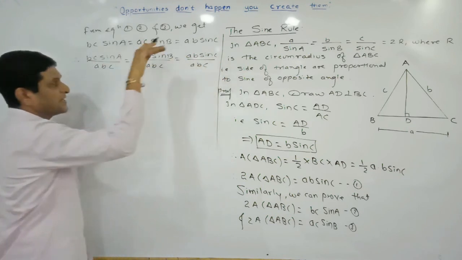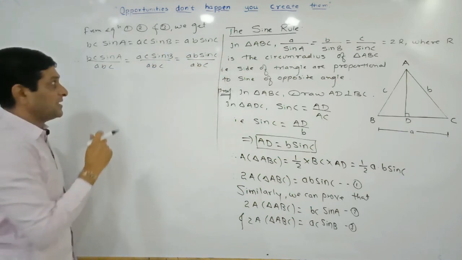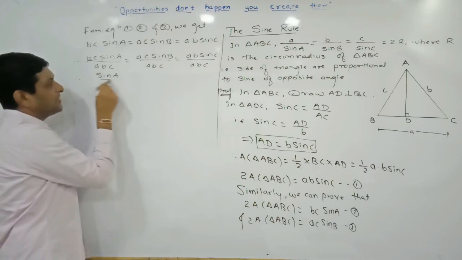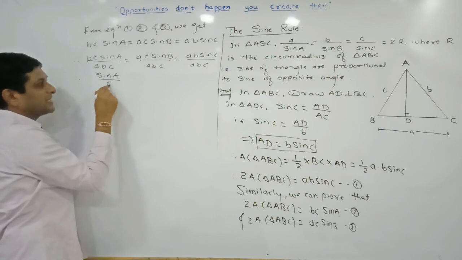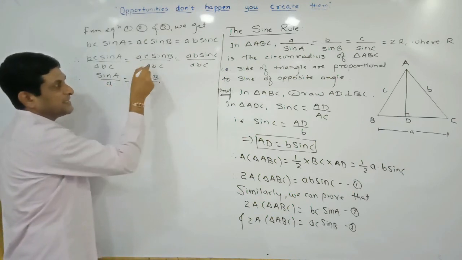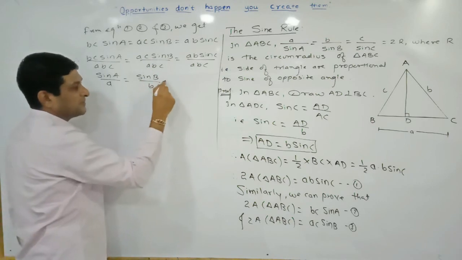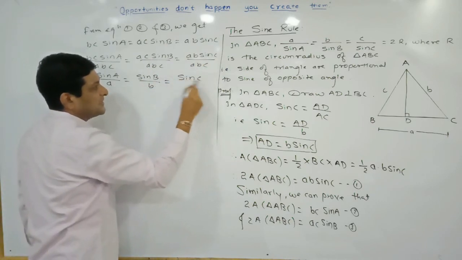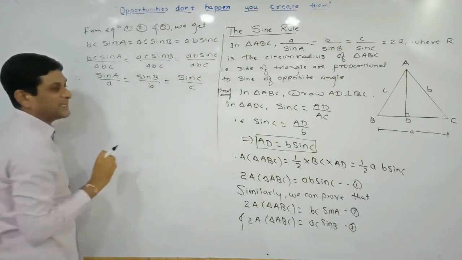Just simply, I am dividing all these three terms by ABC. See what result we will get. Here we will get sin A divided by BC, and BC will get cancelled. Here we will get sin B upon AC, and this AC will get cancelled. We will get sin B upon B, and here we will get sin C upon C. AB and AB will get cancelled.